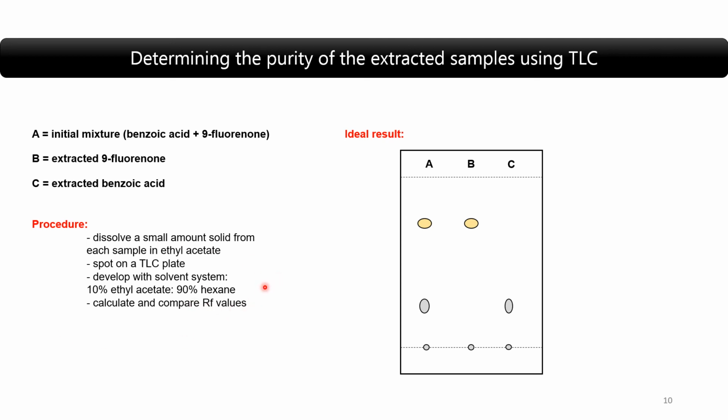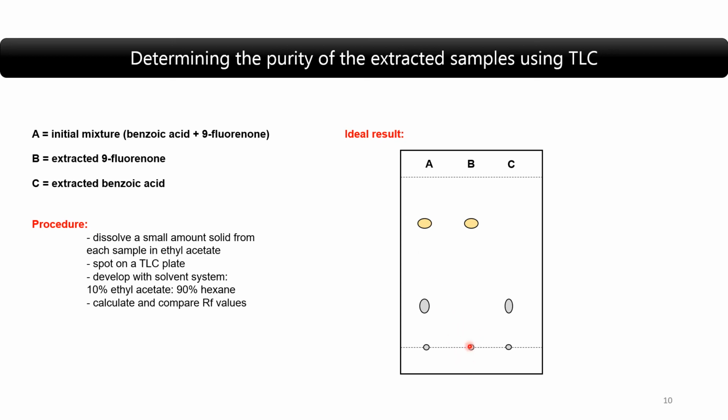So you can see that the solvent system is mostly a nonpolar solvent system. And out of the two compounds that we're comparing, looking at the structures, we know that 9-fluorenone is the more nonpolar out of the two. So we expect 9-fluorenone to move further up on the TLC plate compared to benzoic acid. In the first sample, which is the mixture, we expect to see two spots. The lower spot would be corresponding to benzoic acid, and the top spot would be corresponding to 9-fluorenone.